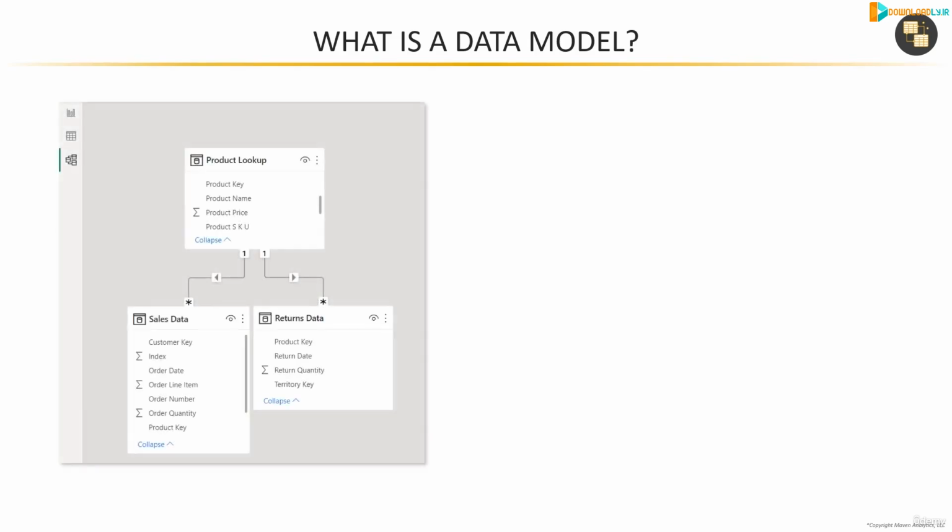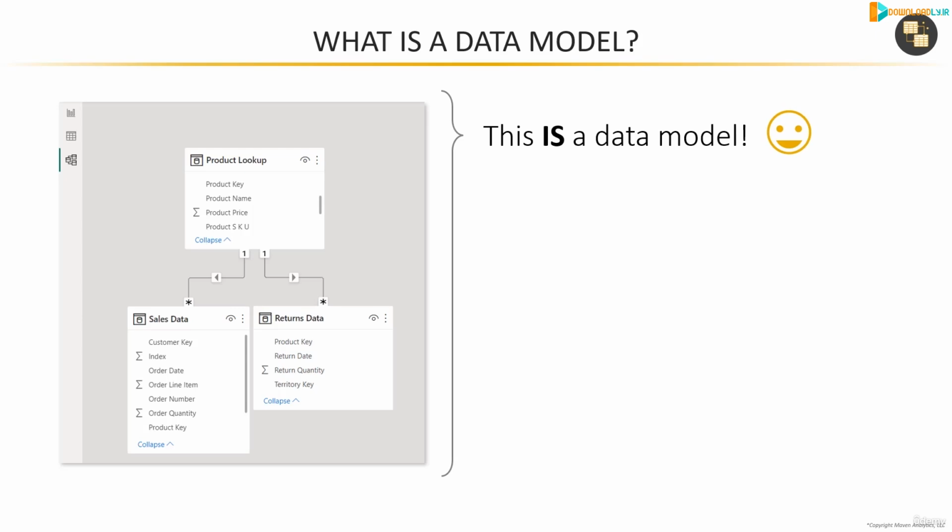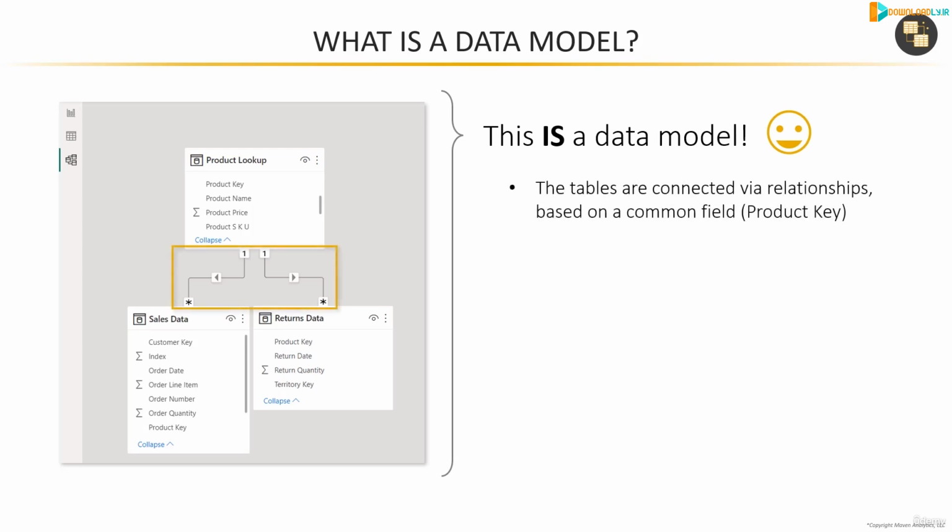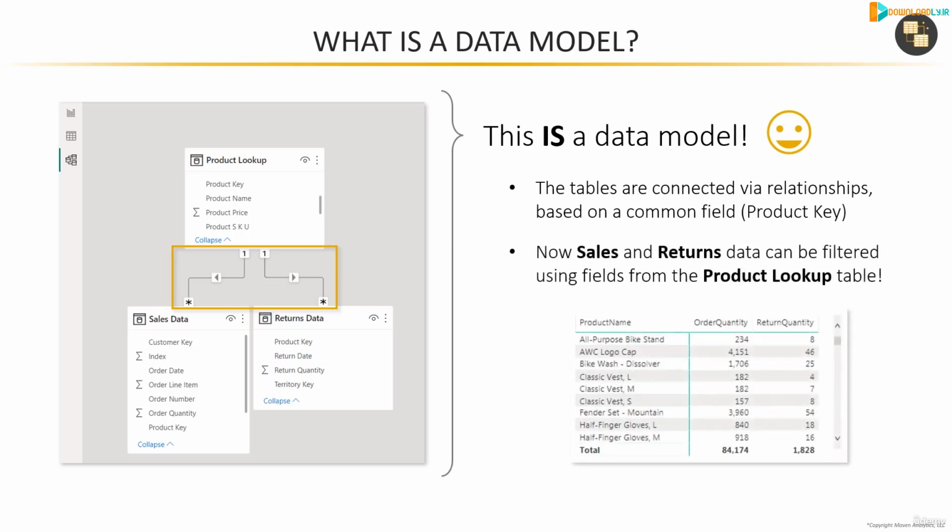Now let's picture something like this. Looks very similar, right? We've got the same three tables here, but this is a data model. And why is it a data model? Well, because now we have relationships. These three tables are connected via relationships based on common fields or keys. And we'll talk more about different types of keys and what they mean in just a minute. But for now, what this means is that we can take fields from our sales and returns data, and because those relationships exist, it means that we can aggregate or filter those values based on fields from related tables.